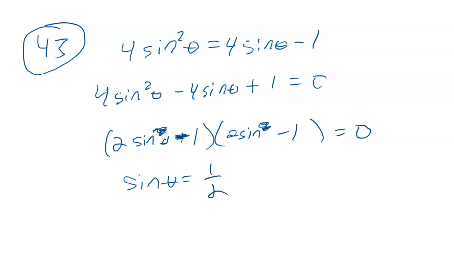Let me just double check. Yeah, that looks good. When is sine theta equal to 1/2? Sine theta is equal to 1/2 at pi over 6 plus 2 pi k and 5 pi over 6 plus 2 pi k.